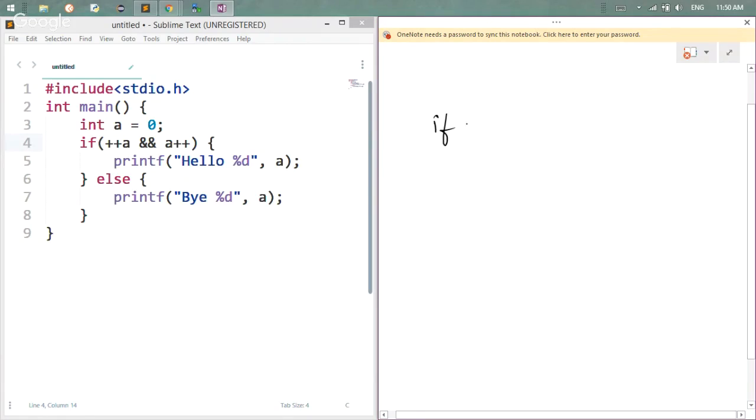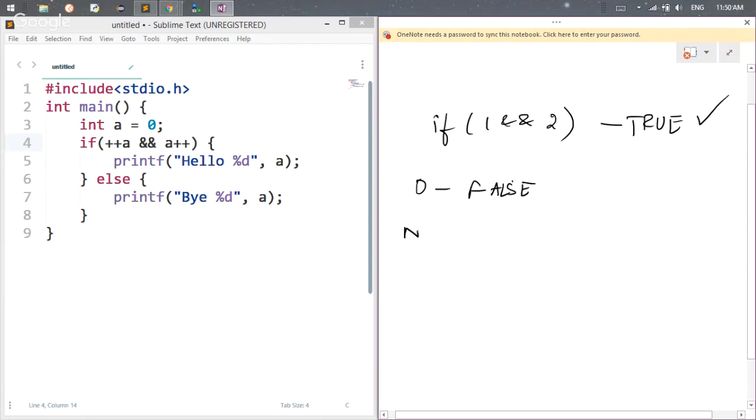So, if it is 1 and 2, will the answer be true? Yes, it will be true. The reason is, you remember, 0 is evaluated to false. All other non-zero elements are evaluated to true. For example, what if this is 1 and this is minus 1? It will still be true, because minus 1 is a non-zero integer. So all the non-zero elements will be true.